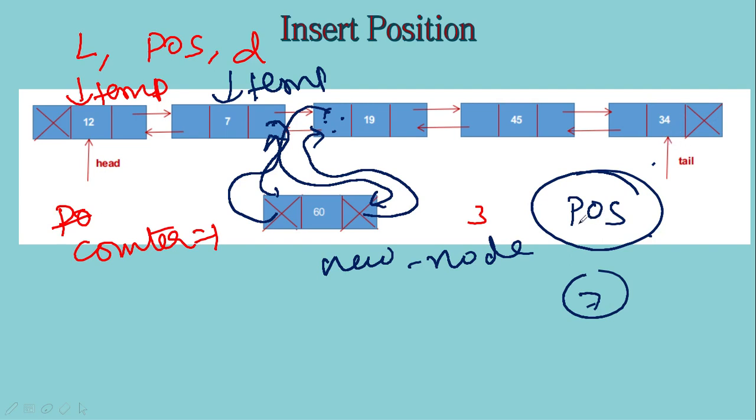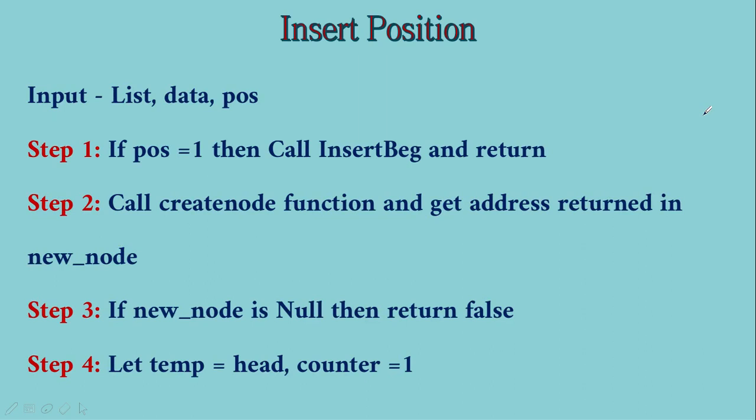And the other case is when we have to insert at the end. That is, when there are 5 nodes and you give the insert position as 6, we are going to consider it valid. So that case also we have to handle. That is when we come out of the loop, if position -1 is counter and temp is equal to tail. That is the case. Okay. So let's write the algorithm formally. Input for this operation is going to be the list, data and the position.